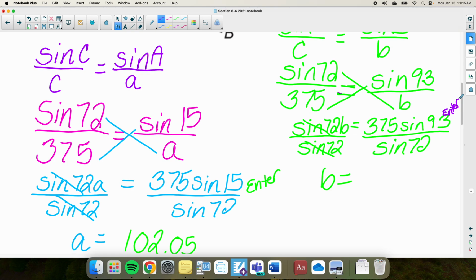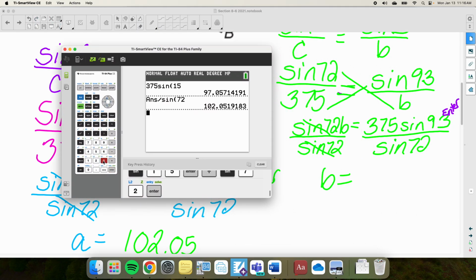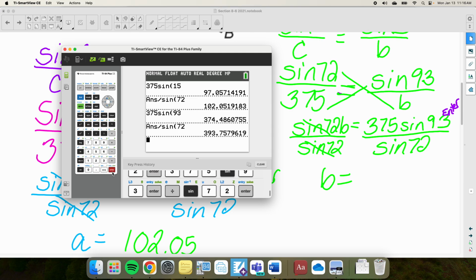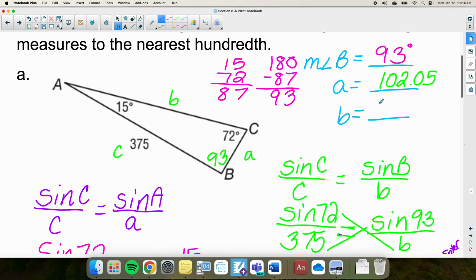Now, on these, I want to see some work. If you guys just give me the answers on these, I'm gonna take off a lot of points. I need to see some work on this. So let's go ahead and type this in. So we're gonna go 375 sine 93 entered, divide by sine 72. Did you guys get 393.76? I did. 393.76, and that goes right here.